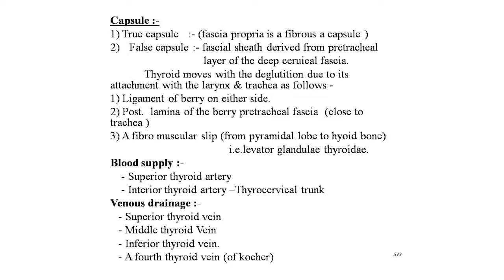The thyroid moves with deglutition due to its attachment to the larynx and trachea as follows: the ligament of Berry on either side, the posterior lamina of the pretracheal fascia close to the trachea, and a fibromuscular slip from the pyramidal lobe to the hyoid bone and levator glandulae thyroideae. Blood supply to the thyroid is from the superior thyroid artery and the inferior thyroid artery, from the thyrocervical trunk. Venous drainage is by the superior thyroid vein, middle thyroid vein, inferior thyroid vein and a fourth thyroid vein of Kocher.